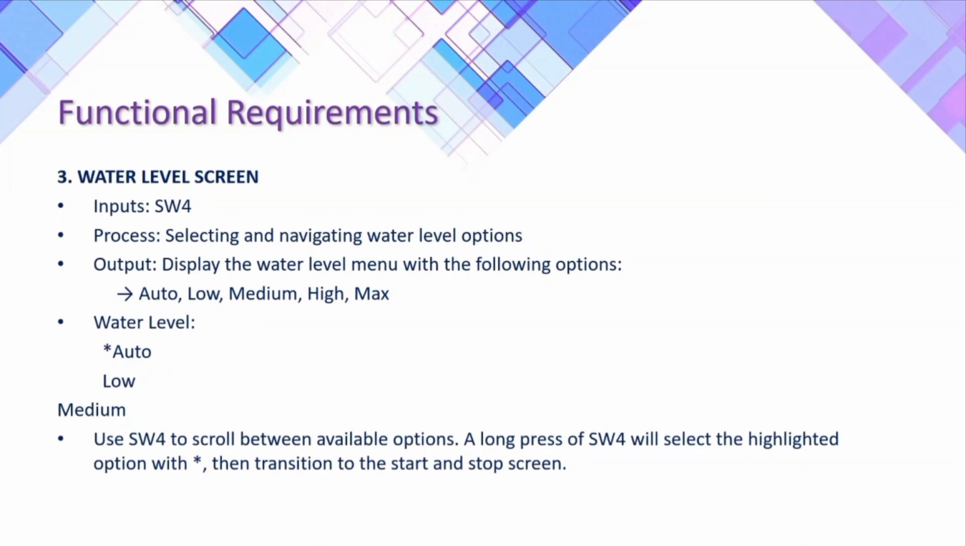Our third screen is the water level screen, which takes input from switch number 4. Its process is selecting and navigating water level options, and it gives its output as displaying the water level menu. Our menu gives us 5 options, which are auto, low, medium, high, and max.